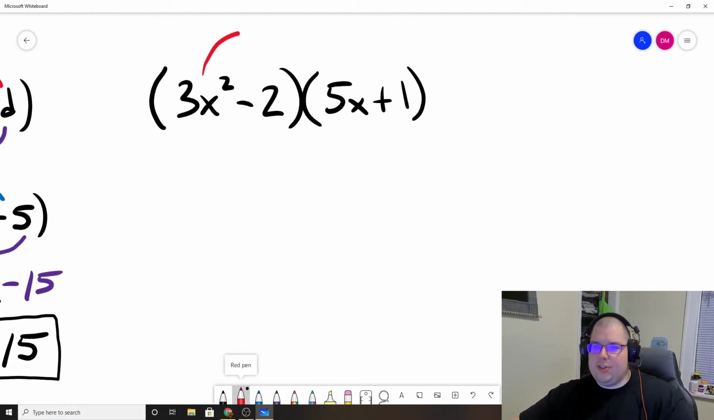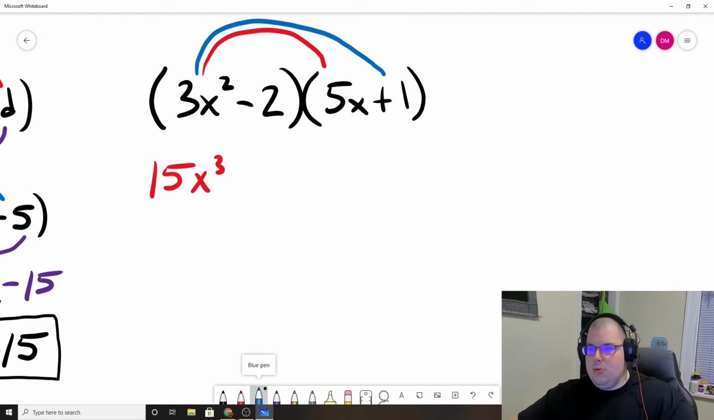We're still going to follow the same thing. We're going to start with the firsts. So 3x squared times 5x. 3 times 5 is 15. X squared times x, x cubed, is our result. Then I can move on to the outside two pieces, the O in FOIL. So 3x squared times 1 is just itself. Anything times 1 is itself, so I just get 3x squared back.